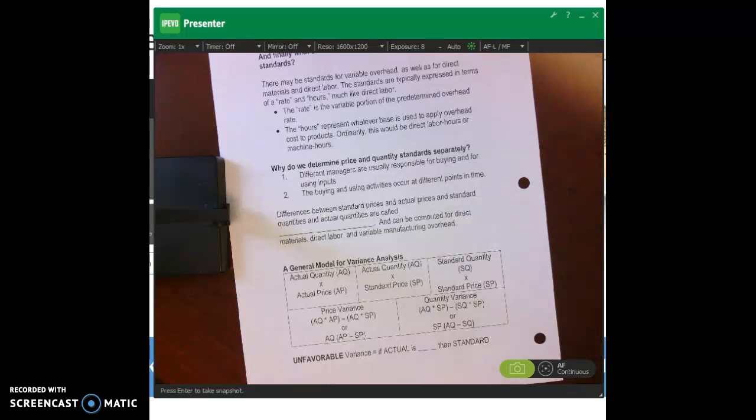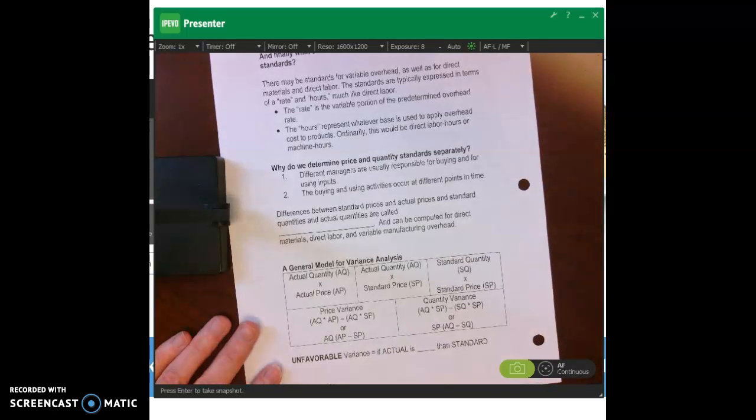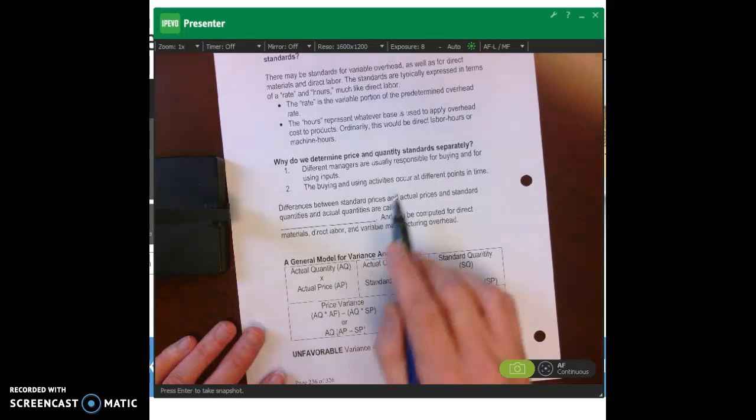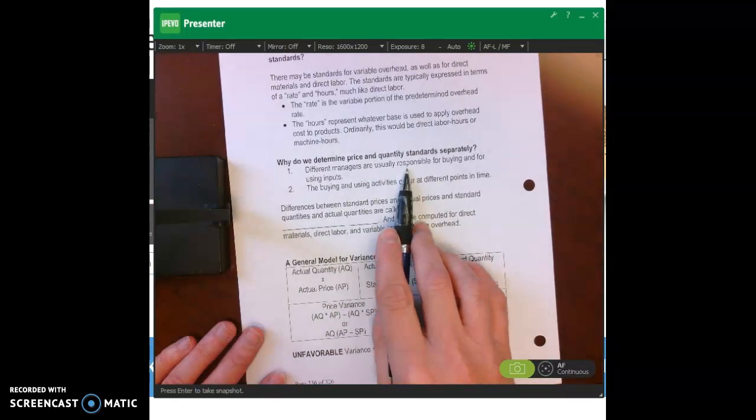On the other hand, if we think about a direct materials usage issue, we could say, you know what, we should use a pound of dough in each cheese pizza that we make, right? But it turns out that on average, we used 1.5 pounds. Who do we need to hold accountable? The production supervisor, because they are the ones responsible for making sure that the inputs are used in an appropriate manner, okay? So, as I was saying, different managers are responsible for buying and using inputs, and those can occur at different points in time.